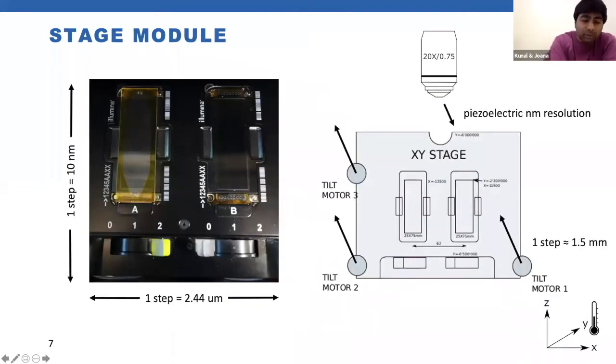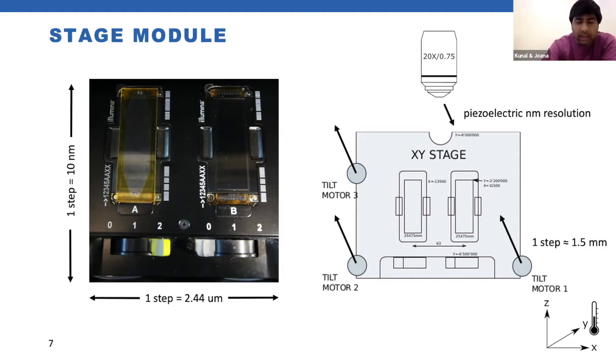The first is the stage module. It has a stage with slots for 2 different flow cells. You can move the stage in the X and Y direction with very fine resolution. It also has 3 tilt motors that move the stage in large Z movements up and down, and also give you some rough control of the tilt of the stage. These are the 3 motors at the corners here. And then there's also a piezoelectric actuator connected to the objective for very fine Z resolution. And the objective is a 20x air objective with a 0.75 NA.